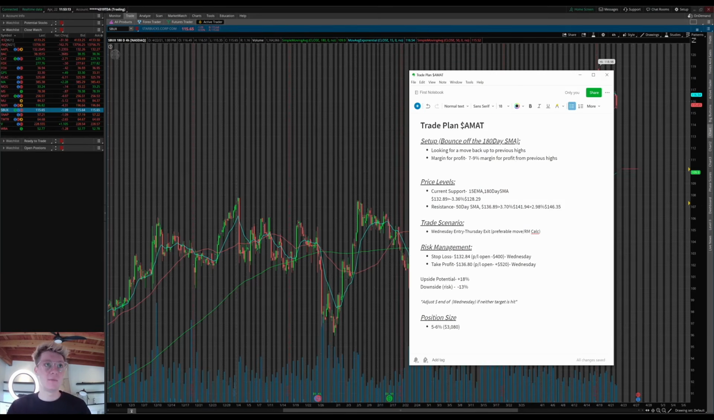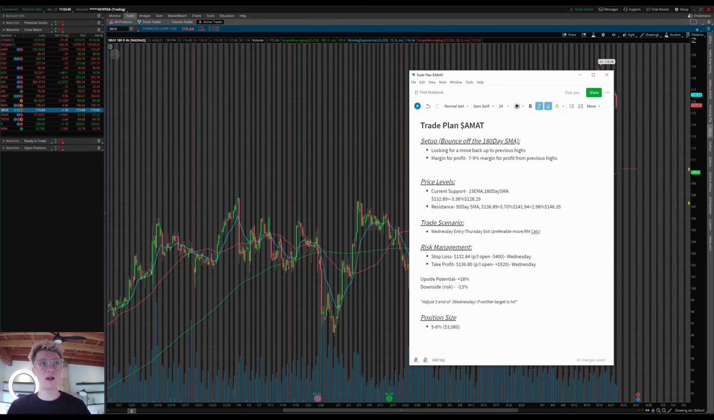So I've got my ticker symbol, whatever it is I'm trading, and I've got the setup. You can see in here, the setup for this trade was a bounce off the 180-day SMA. So we don't need to be super specific. We're just trying to give a general idea of what the entry is, why we're entering. We're going to work with some numbers. So like I said, I'm looking for a move back up to previous highs.